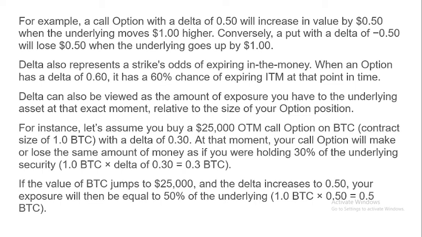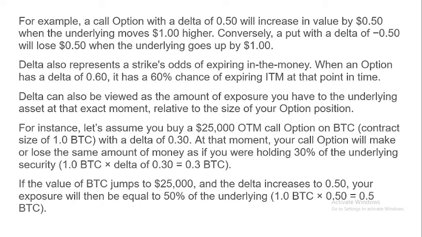For example, a call option with a delta of 0.50 will increase in value by $0.50 when the underlying moves $1 higher. Conversely, a put with a delta of 0.50 will lose $0.50 when the underlying goes up by $1. Delta also represents a strike's odds of expiring in the money. When an option has a delta of 0.60, it has a 60% chance of expiring in the money at that point in time.